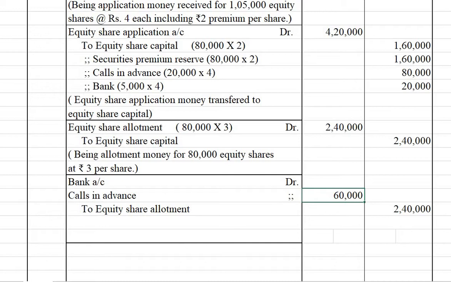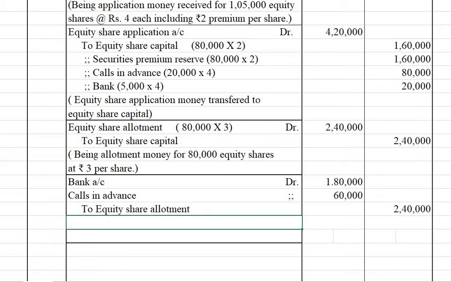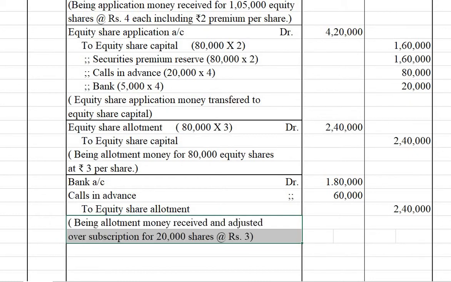Total equity share allotment we had to get is 2,40,000. Out of that 60,000 is already received. Now how much is to get? 1,80,000. That we will get from bank. Understood? So this is the way of preparing the journal entry at the time of receipt of allotment. Let us write the narration: being allotment money received and adjusted over subscription for 20,000 shares at the rate of rupees 3.